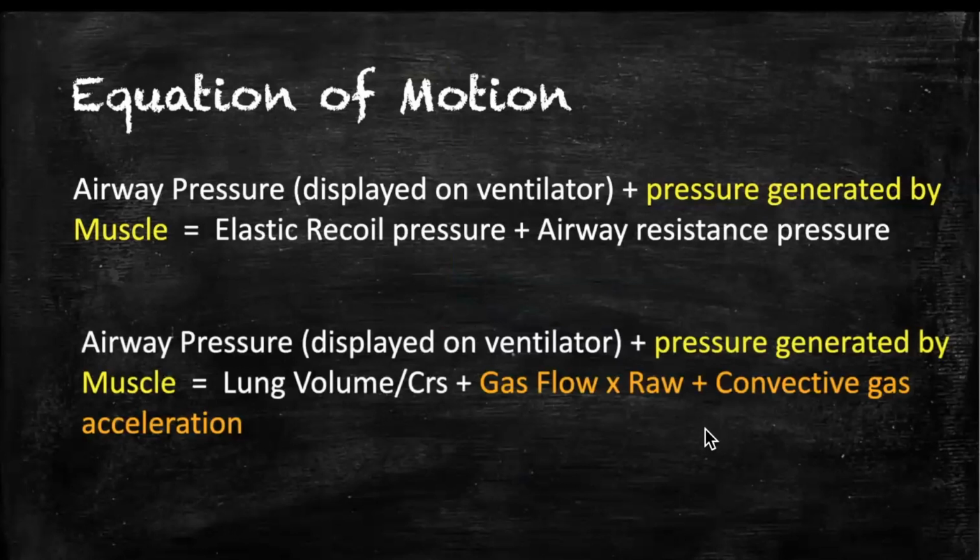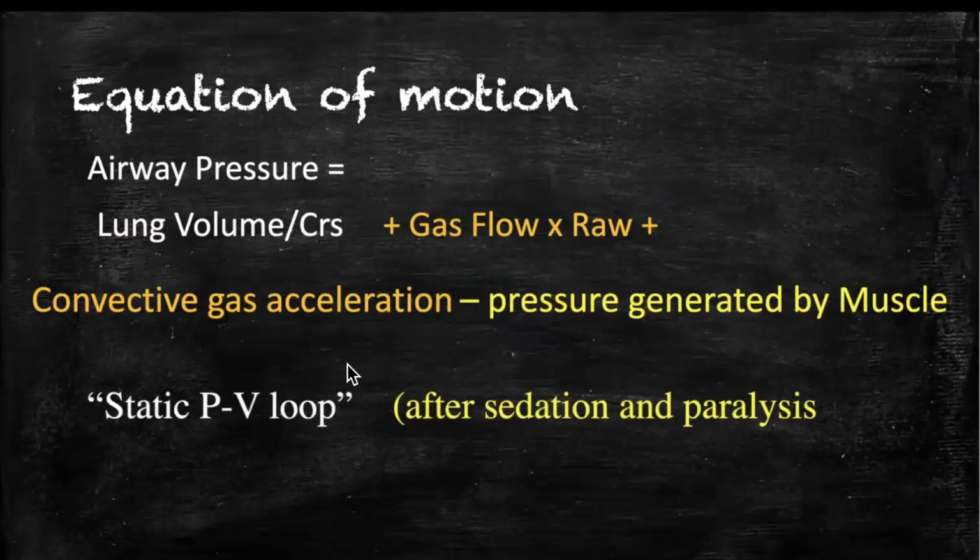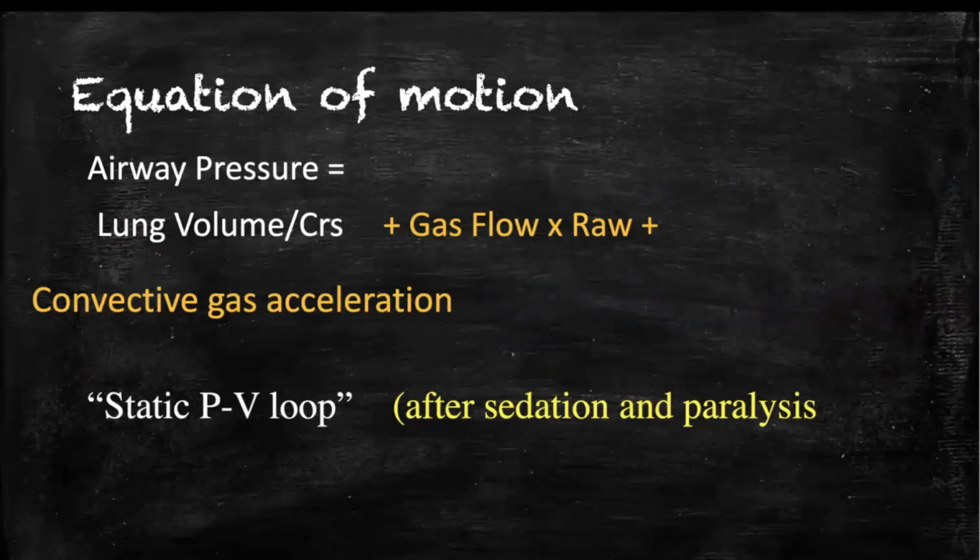The normal equation of motion is: airway pressure is equal to lung volume divided by respiratory compliance, plus gas flow times airway resistance, then convective gas acceleration, minus the pressure generated by the skeletal muscles. So many factors are there. So when you want a static PV loop and when you want to study only this association, you need to remove all these things. So you provide some sedation and paralysis, and when you do that, you are removing the confounding factor of pressure generated by the skeletal muscle.